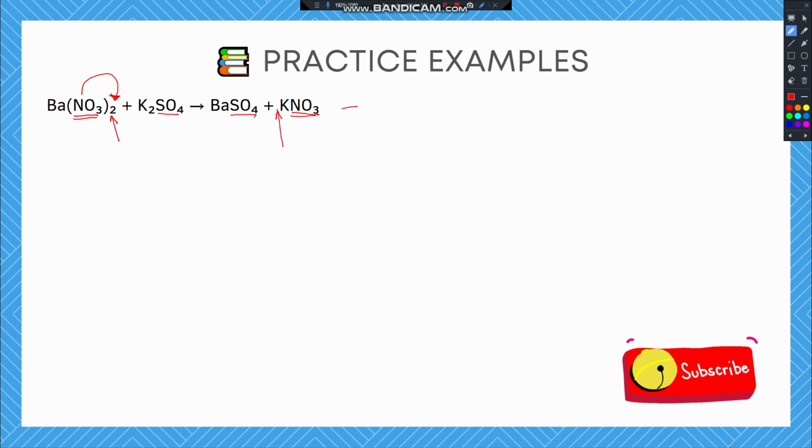So this equation now becomes Ba(NO3)2 plus K2SO4 yielding BaSO4 plus 2KNO3. So at this point now we have balanced these polyatomic ions. This one is balanced on the right and it is also balanced on the left.